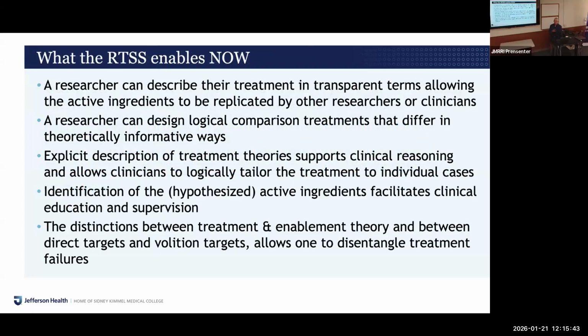And with what we've developed so far, here's what you could do. A researcher can describe their treatment in transparent terms that do allow the active ingredients to be replicated by other clinicians or researchers. So that's a step forward. A researcher can design logical comparison treatments that differ in theoretically informative ways. So imagine that you have this new treatment and you decide to compare it to standard of care.